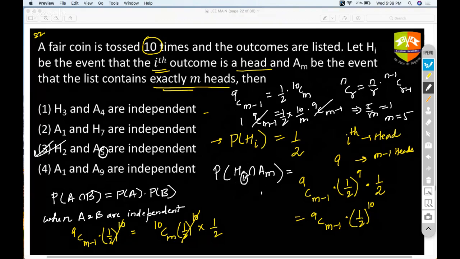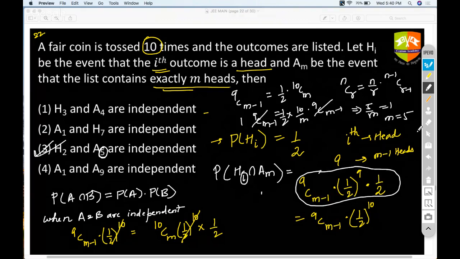Okay. Now what about P(Hi intersection Am)? That means you want the ith throw to be a head as well as you want m heads to appear in total out of the 10 times that you throw. So if you have already accounted for one head in the ith throw, that means the remaining 9 throws should have resulted in m minus 1 heads.